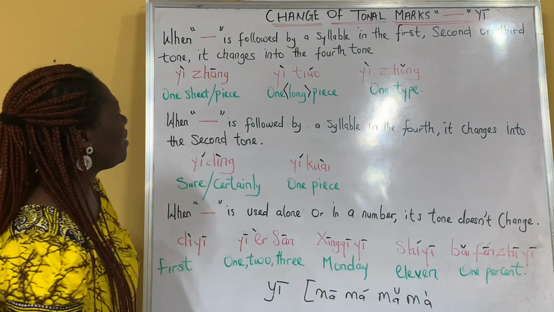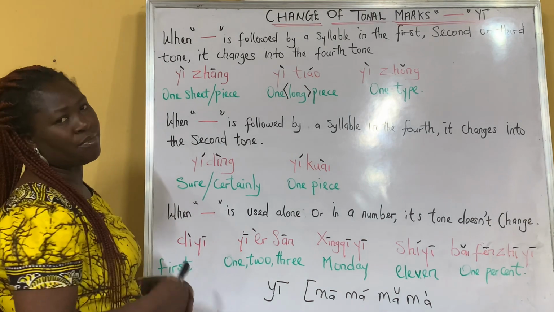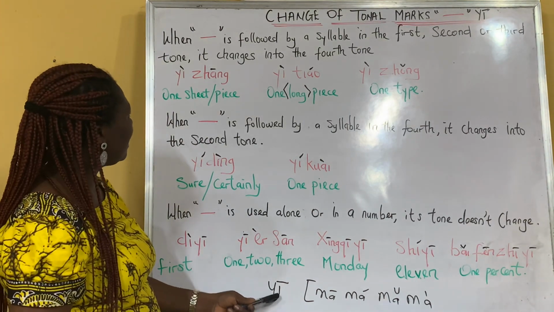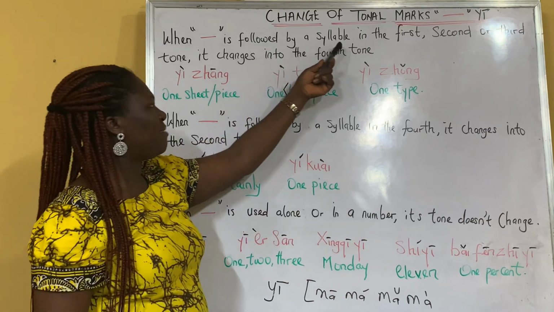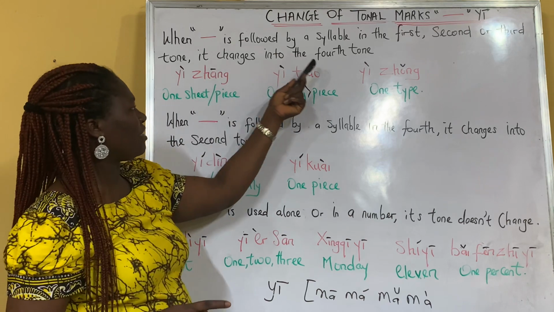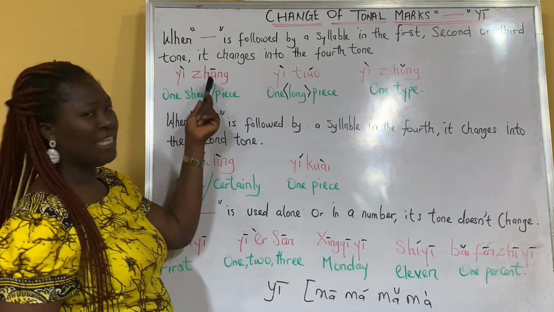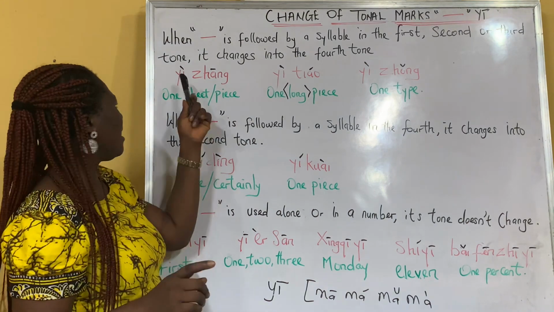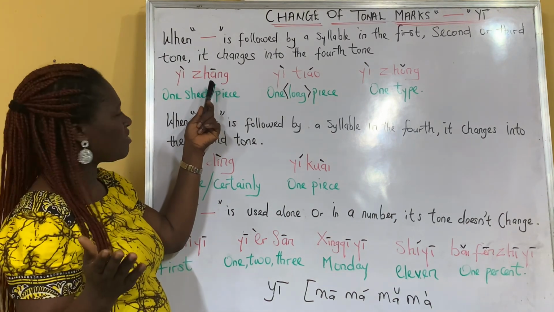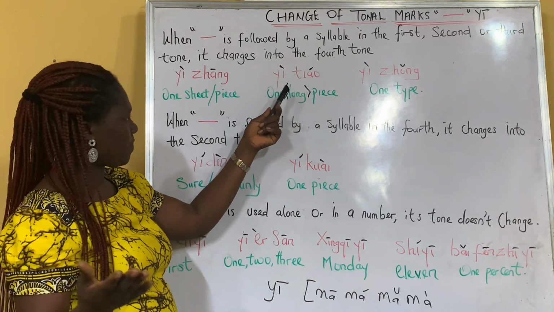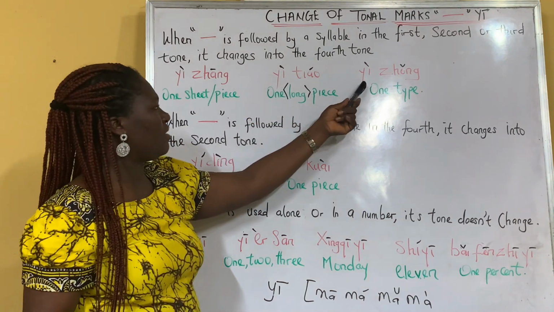Do you understand? Okay, let's recap. The first rule says when 一 is followed by a syllable in the first, second, or third tone, it changes into the fourth tone. Example: yí jiàn. Can you say after me? Yì tiáo, then the last one, yì zhǒng.